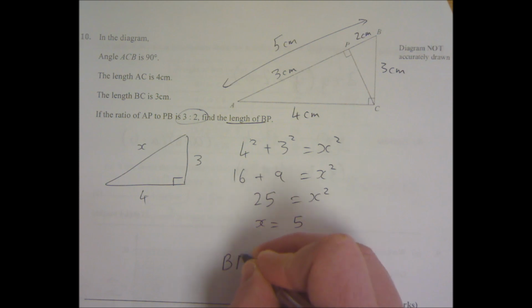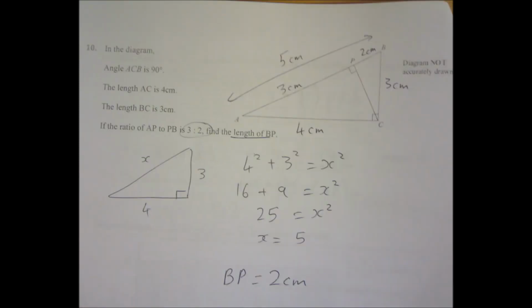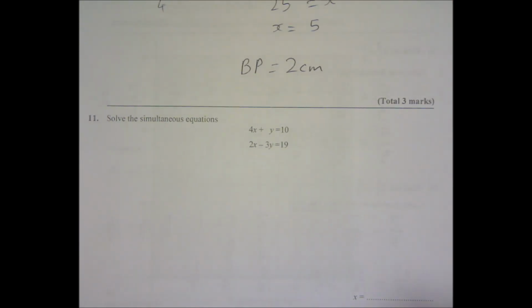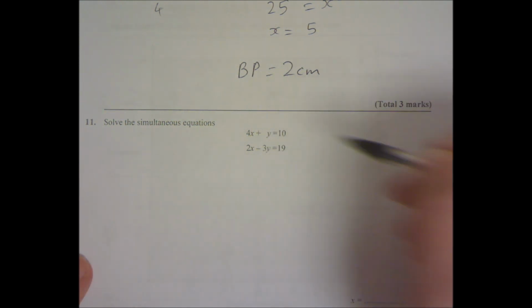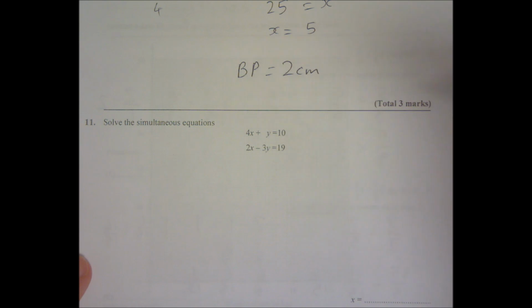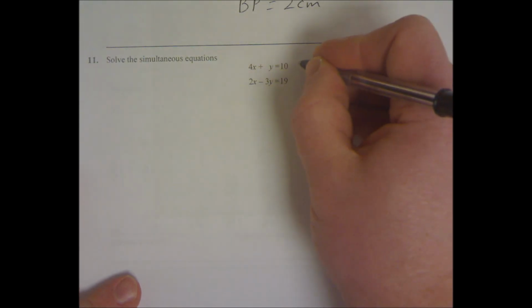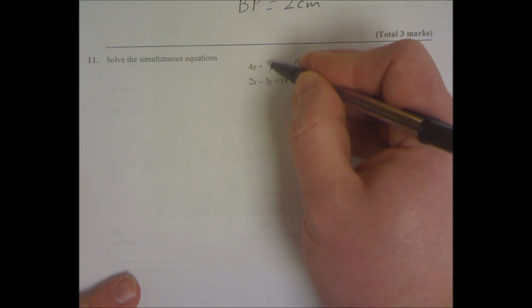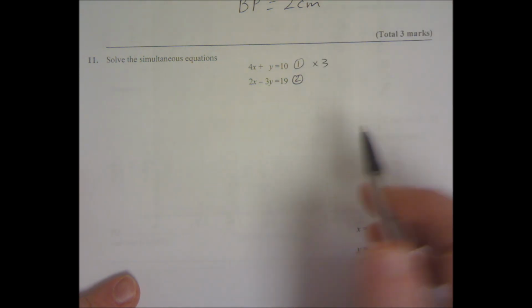Okay, solve the simultaneous equation. So in this case, I'm going to try and get the y's the same, but I will also go through it if you got the x's the same. So if we call that number 1 and that number 2, if I want the y coefficient to be the same, I'm going to times that by 3. So if I times that by 3, I end up with 12x plus 3y equals 30.